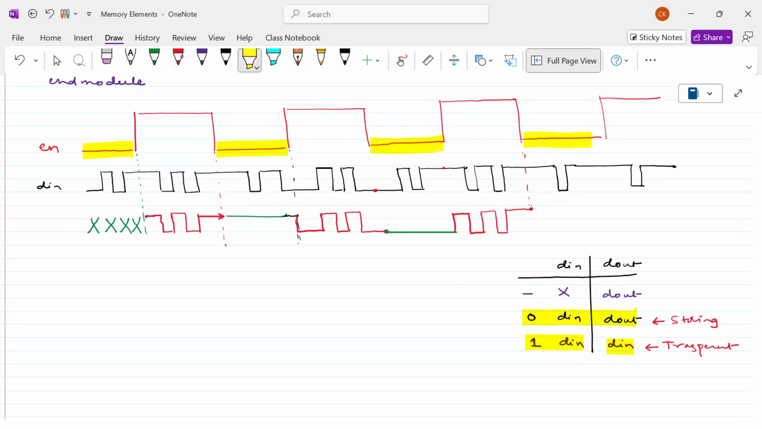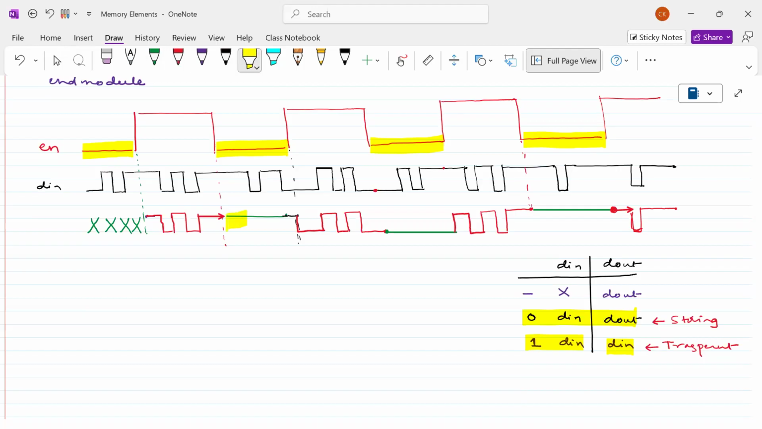Since the enable signal is 0, that will be continued. The previous value is continued to this point. What about the next one? It will go down. Sorry, high value only. So till this point is over, and we'll go here. Agreed? You must be very, very careful when you are drawing the waveform.